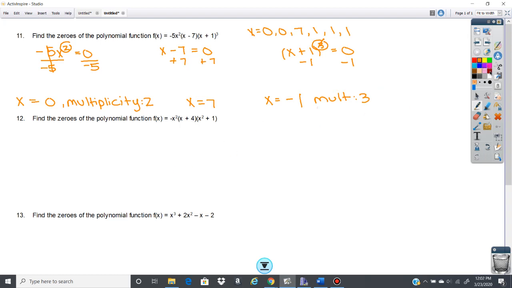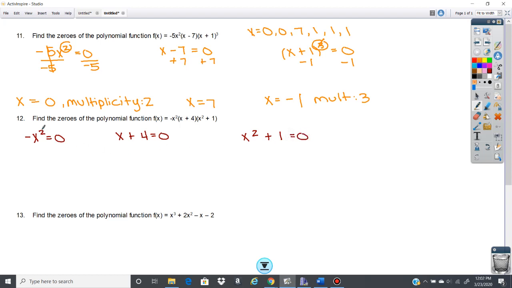All right, next problem, let's see what we have here. This is, again, already in factored form. So we've got negative x squared equals 0. You have x plus 4 equals 0. And you have x squared plus 1 equals 0.